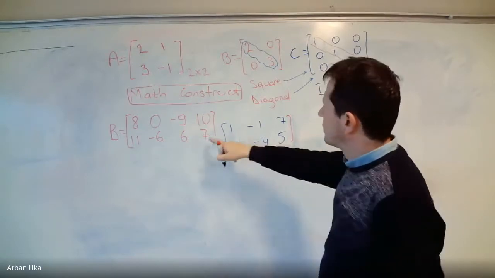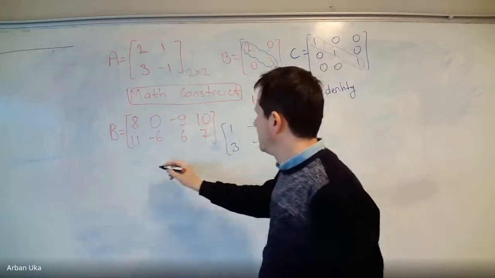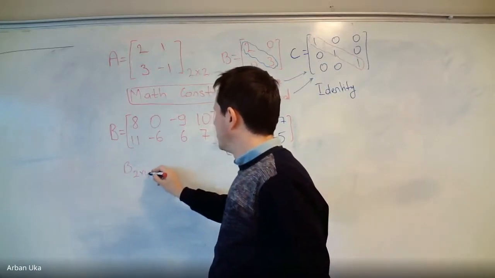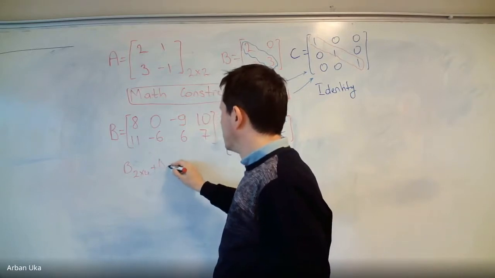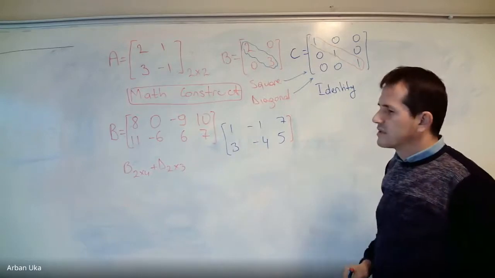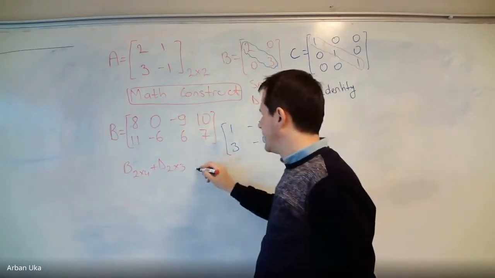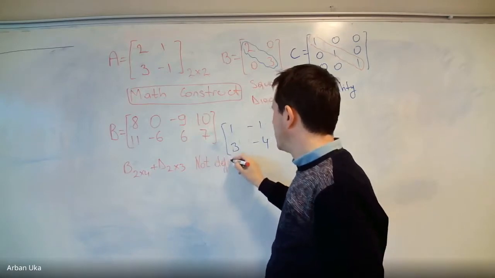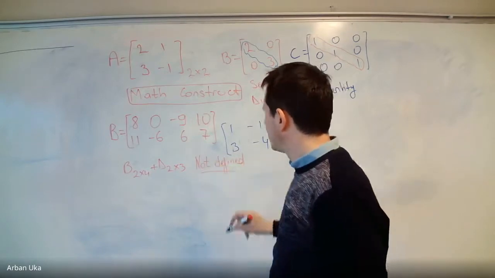At this stage, B and D, we cannot add them. So for example, if B is 2 by 4, plus D, which is 2 by 3, if we add them like this, the addition is simply not defined, okay? So we don't answer this question, because this is not defined at all, okay?